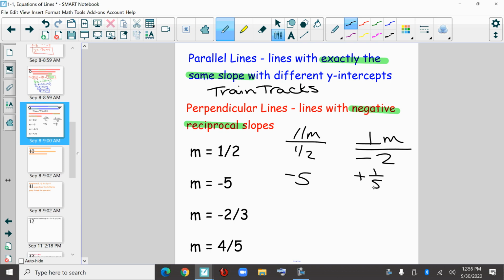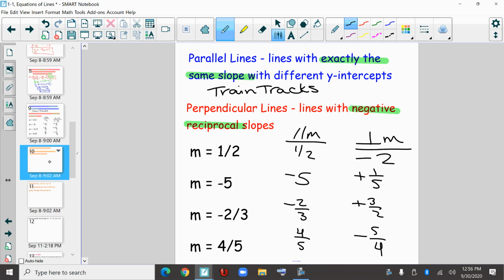How about the slope of -2/3? Parallel is the same. Perpendicular is opposite, making it positive. Reciprocal, making it 3/2. Parallel to 4/5 is going to be 4/5. Perpendicular, opposite is negative. Reciprocal is going to be 5/4. Super important your brain grasps that.